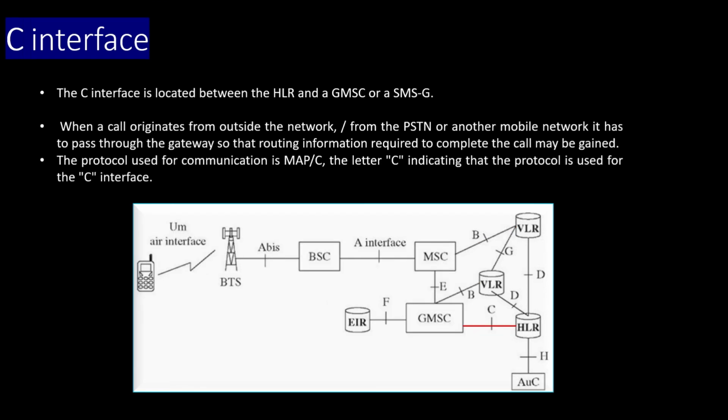C interface. The C interface is located between the HLR and a GMSC or an SMSG. When a call originates from outside the network, from the PSTN or another mobile network, it has to pass through the gateway so that routing information required to complete the call may be gained. The protocol used for communication is MAP-C, the letter C indicating that the protocol is used for the C interface.